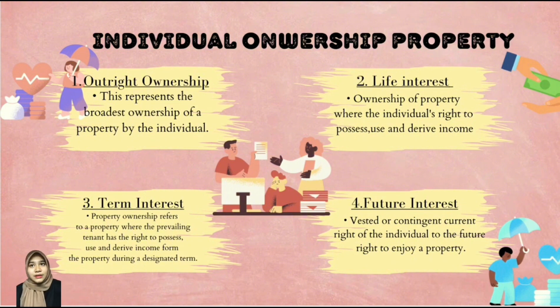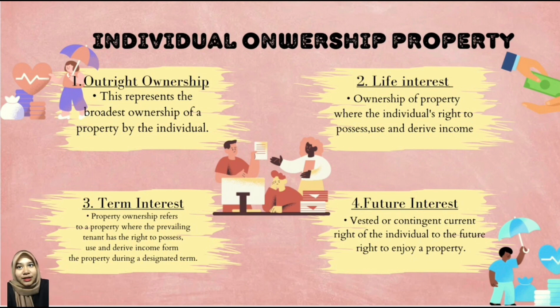Second, life interest. The individual has the right to possess the dividend income from the property, but limited to the property of the life. Third, term interest. Property ownership refers to a property where the prevailing tenant has the right to possess the dividend income from the property during the tenant term.